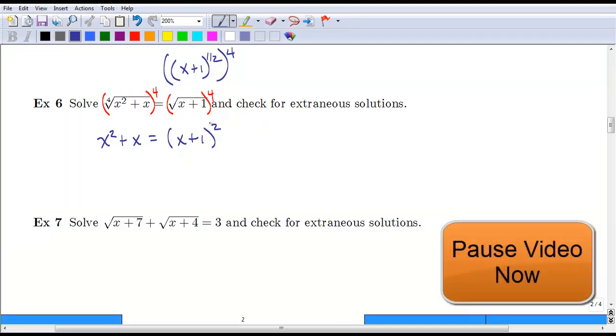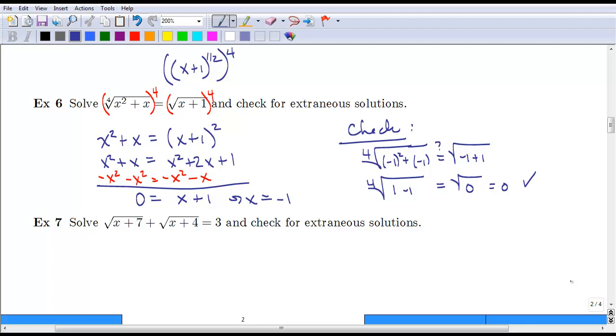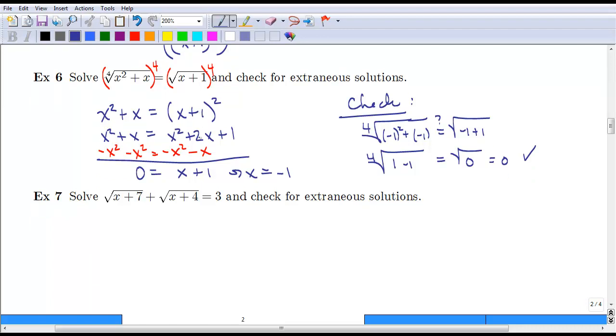I want you guys to pause the video now, go through and finish solving this, and then check for extraneous roots. So when you worked all of this out, you should have gotten that x was equal to -1. Again, be careful when you're squaring any kind of polynomial that you make sure that you write it out that many times, and then you FOIL or distribute. Do not distribute exponents over sums and differences. You should have gotten that x was -1, and when you go through and check that, it does indeed come out that the 4th root of 0 is equal to the square root of 0, and both are equal to 0. So it does work out in this case.